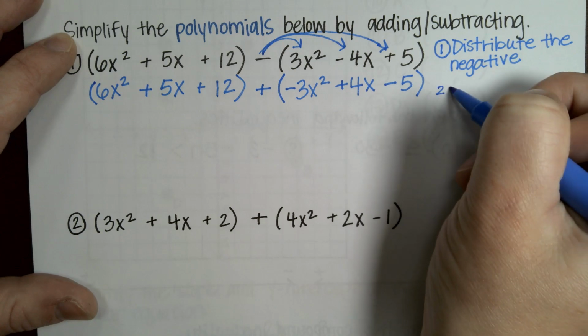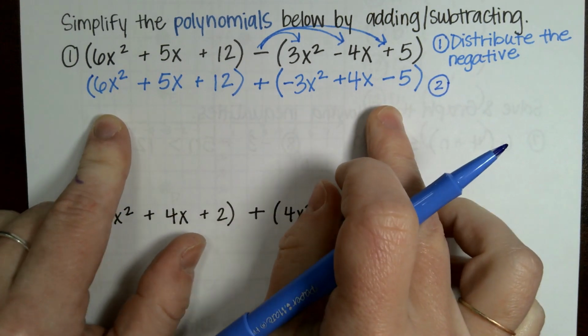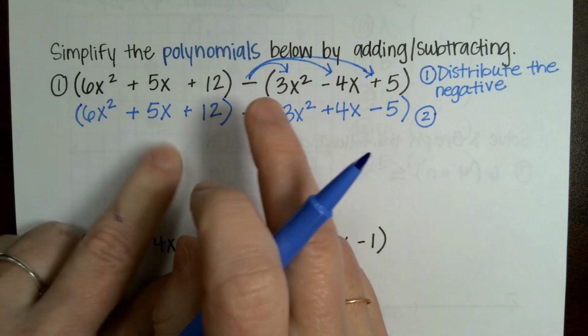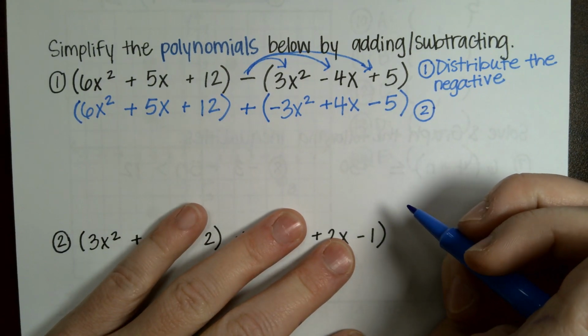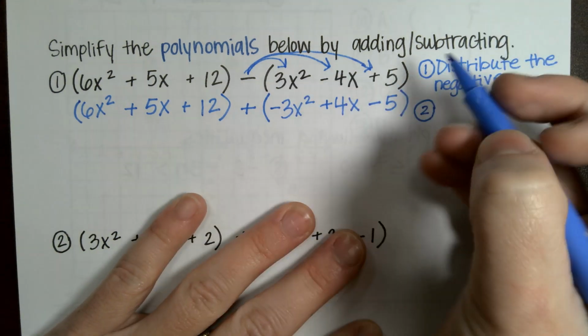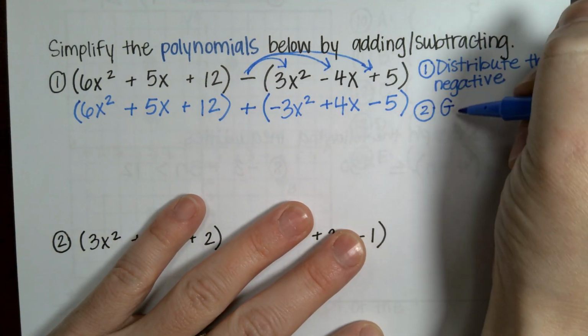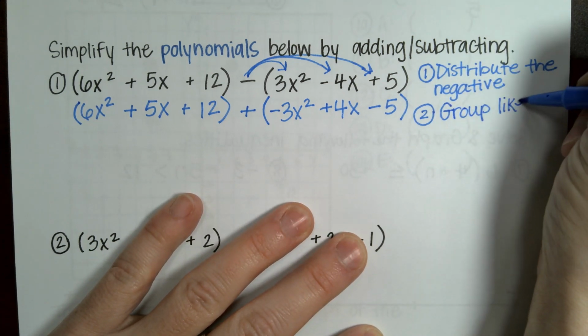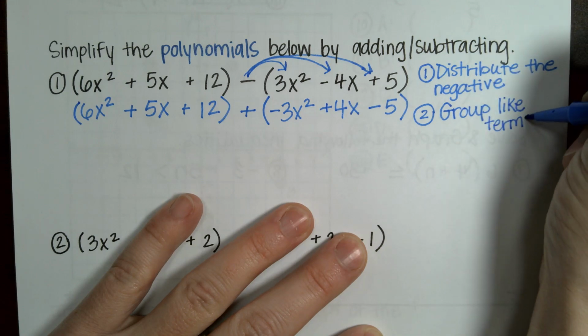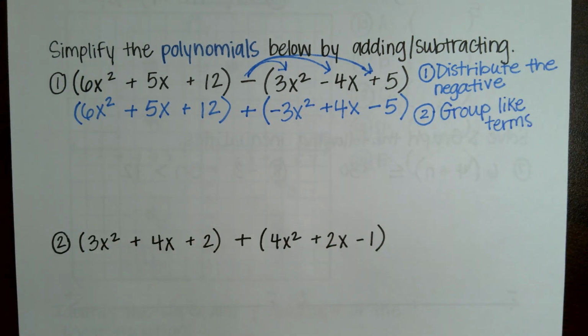So now that we have our polynomials written out, we distributed our negative, now we have an addition problem. What do we do next? Do you guys remember? Yes, we want to go ahead and put our like terms in groups. So we want to group our like terms. So this is where I would highly recommend you guys use different colors just to help you keep yourself organized. If any of you need to do that, get up and get colors. I've got tons of them over there.